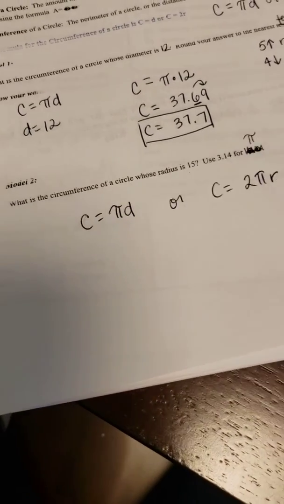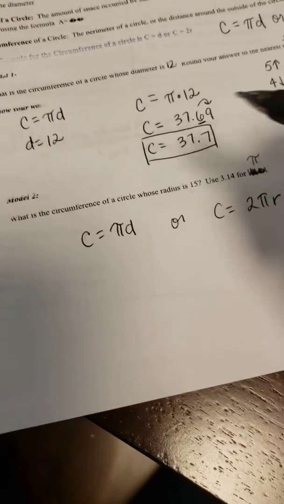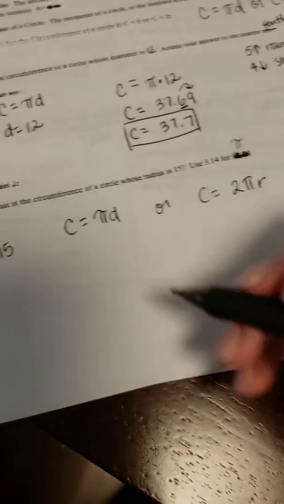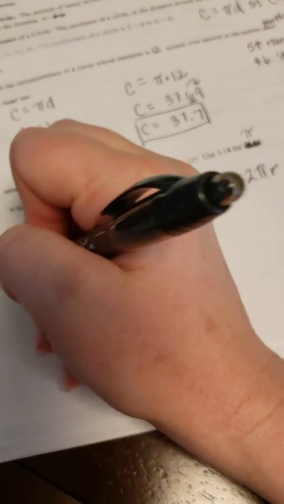All right, so if we use this formula, we need the diameter. The problem gives us the radius, but we know how to figure out the diameter if we have the radius. Our radius is 15. That means our diameter is 30, because the radius is half of the diameter.